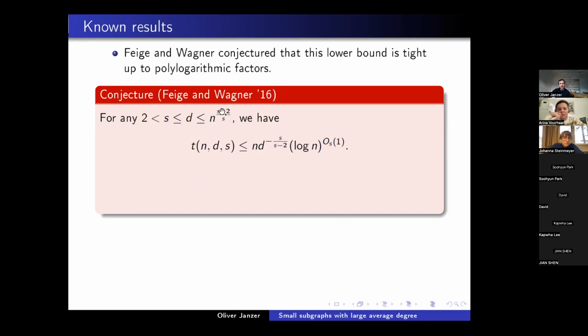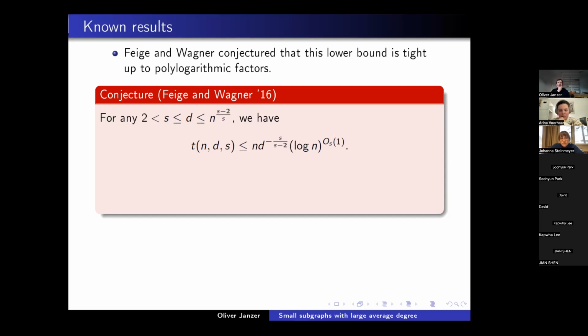And if d is bigger than n to the s minus 2 over s, then the right-hand side in this bound becomes less than 1. Sorry, I'm saying it wrong: n times d to the minus s over s minus 2 becomes less than 1, so the right-hand side becomes less than 1, and you clearly can't find a large average degree subgraph on fewer than one vertex. So it's really this range that is the entire meaningful range.